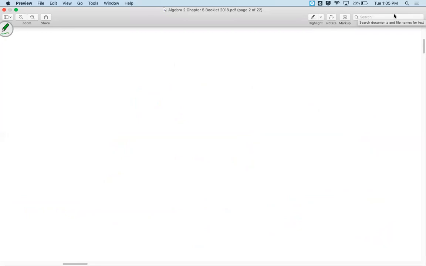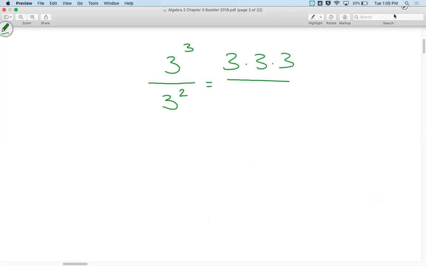Maggie, what's your favorite number? 3. To the what power? 3 to the third? All right. So 3 to the third over 3 squared. 3 to the third means 3 times 3 times 3, right? 3 squared is 3 times 3. What do we do when we have the same thing on top and bottom? We cancel them out. What's left? How can I go from here to here quickly? 3 to the 3 minus 2. Very good. Easy enough.